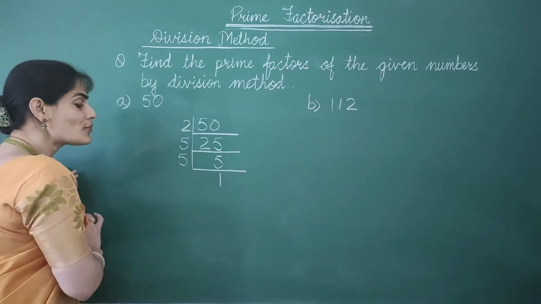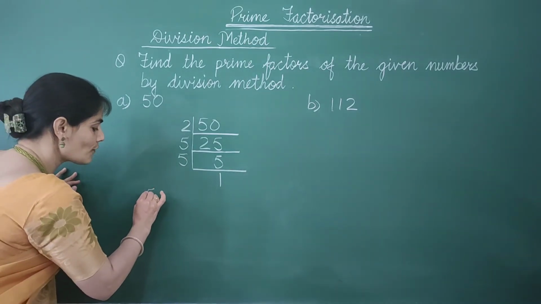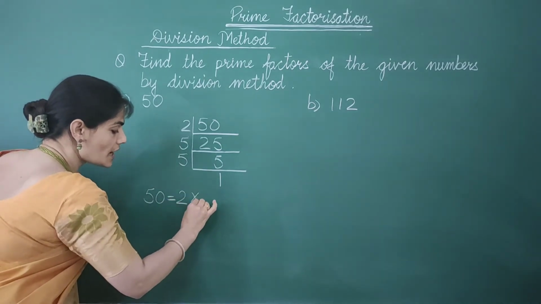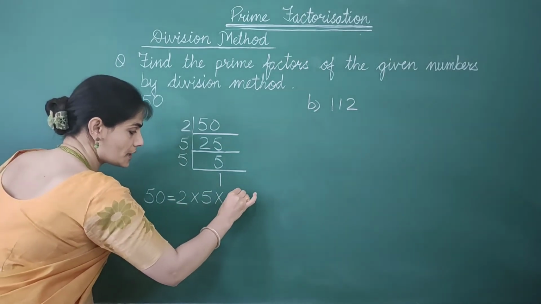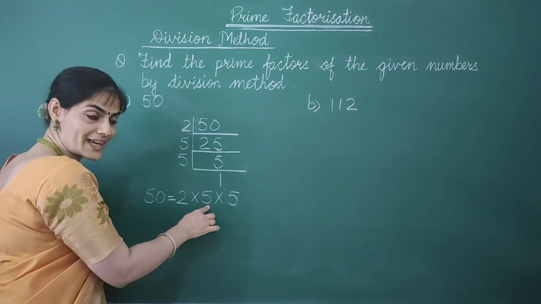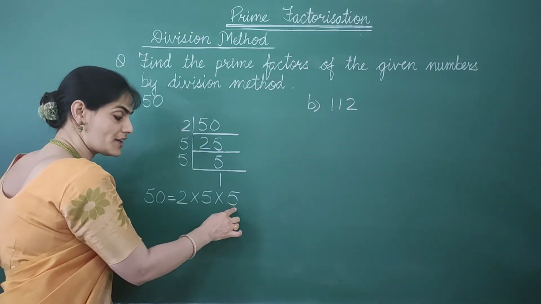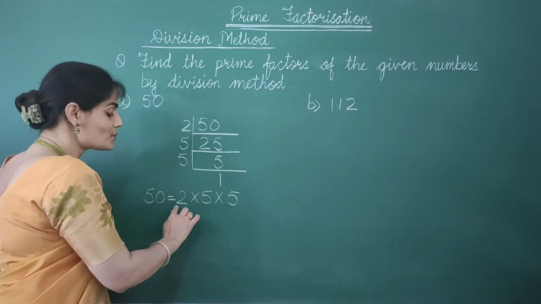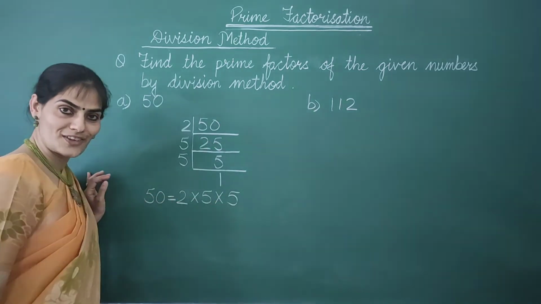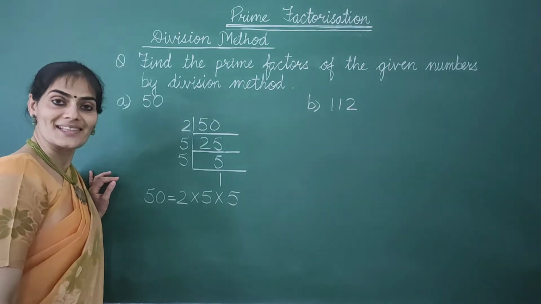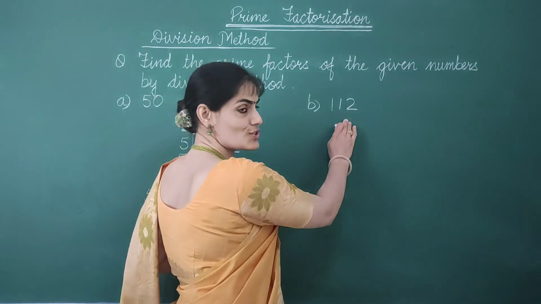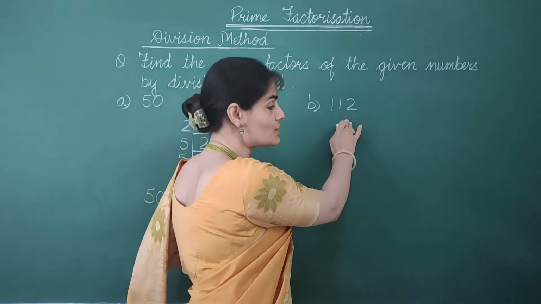So the prime factorization of 50 is equal to 2 times 5 times 5. So 2 times 5 gives us 10, and 10 times 5 gives us 50. The product of these prime factors is equal to the given number, which shows the answer is correct. So let's find the prime factors of the number 112.